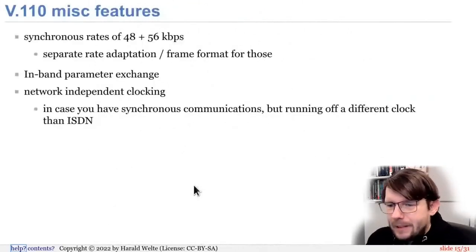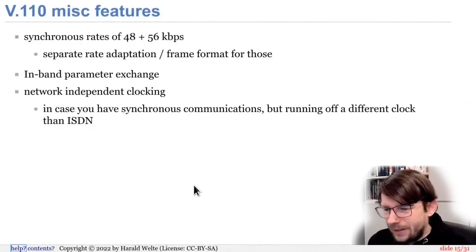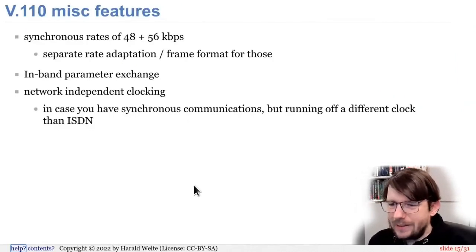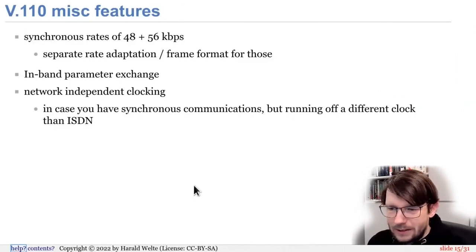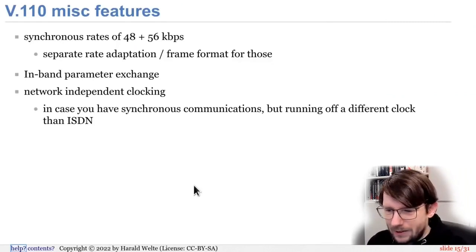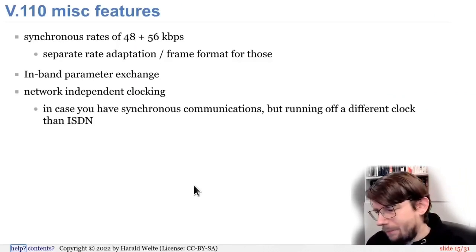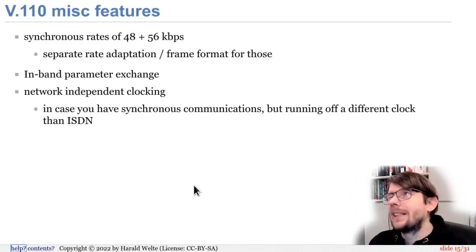Yeah, then V.110 also has completely different rate adaptation functions for synchronous rates of 48 kilobits and 56 kilobits, but that is again user bit rates, and it still needs a transparent 64 kilobit B-channel on the ISDN side to work. There is also some method for in-band parameter exchange. I didn't really look into this, and there is some facility for network independent clocking, meaning that it supports synchronous bit rates that are not synchronized to the same clock as the ISDN.